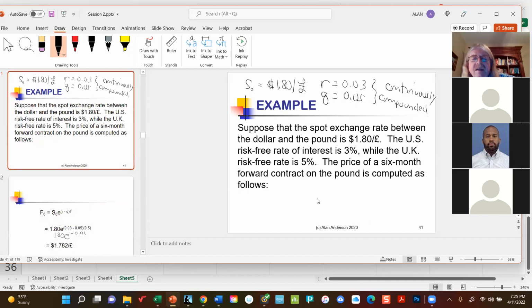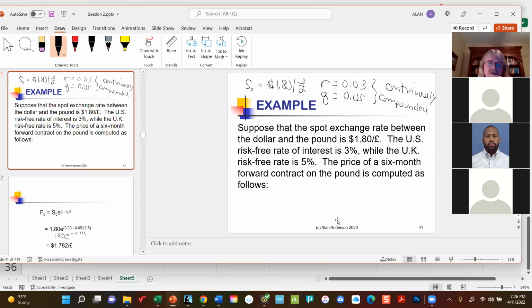So let me show you a quick example right here. The spot exchange rate between the dollar and the pound is $1.80. The risk-free rates in the two countries are 3% for the US and 5% for the UK. What is the 6-month forward price for delivery of the pound? In other words, I'm an American importer and I want to buy pounds in 6 months. I want to lock in a price. What price am I locking in?